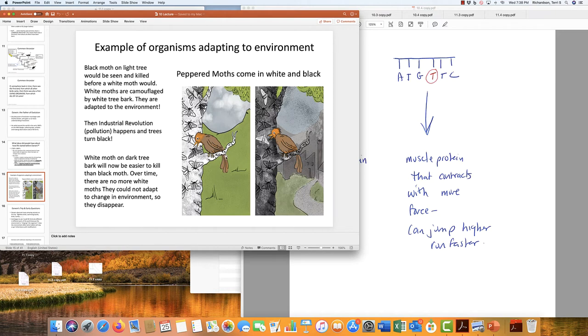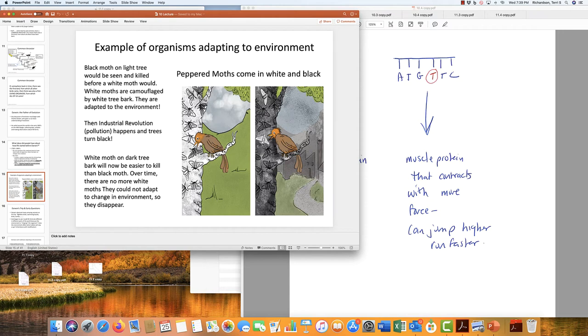However, this is what happened. The Industrial Revolution happened in Europe, and over a number of years, there was a lot of pollution, and the trees became covered with grime and pollution from the factories. Now, all of a sudden, it's a good thing to be a dark-colored moth, because now the tree bark is dark-colored. You blend in, and now the light moths, who have that gene that makes them come out light, are the ones getting eaten. Fascinating. So now there's a lot more dark moths, right? Because most of the white ones will be getting eaten.